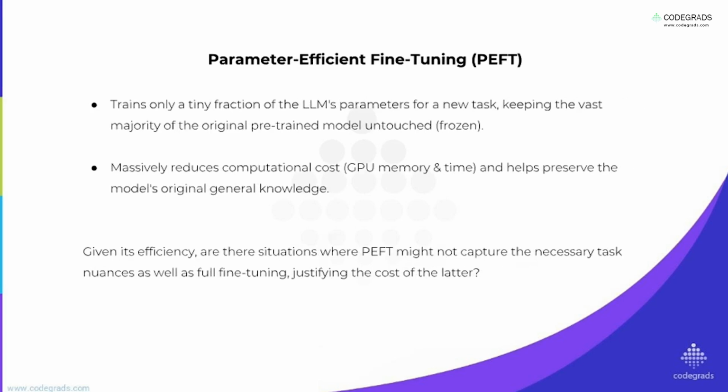Training all those parameters in standard fine-tuning can be expensive. This brings us to a game changer, parameter-efficient fine-tuning, or PEFT. The core idea of PEFT is brilliant. Train only a tiny fraction of the LLM's parameters for the new task. The vast majority of the original pre-trained model remains untouched, or frozen. This massively reduces computational costs. We're talking less GPU memory, less training time, and it also helps preserve the model's valuable general knowledge.